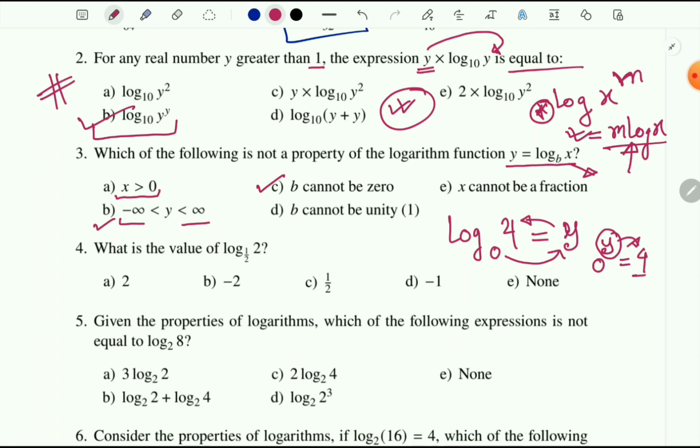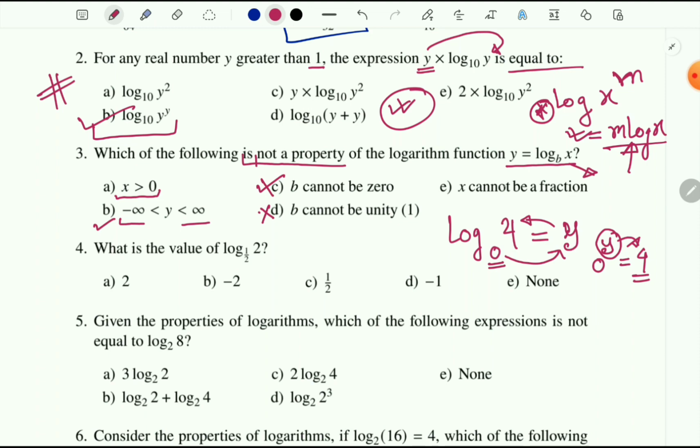So this is also a property, so it is not the correct answer, because in the question we have to find out which is not a property of the logarithm function. B cannot be unity, in the same way B cannot be 1, so this is also a property. X cannot be a fraction, this is not a property, because x can be a fraction. This is our correct answer.